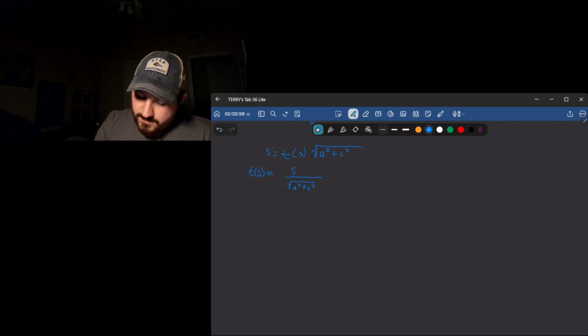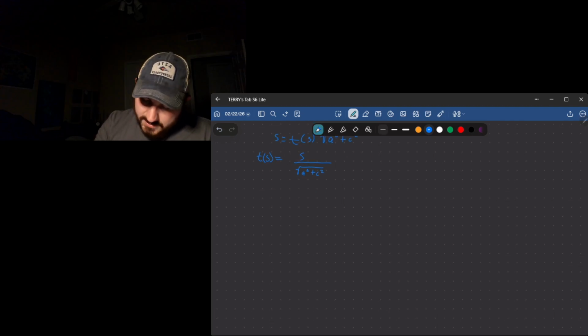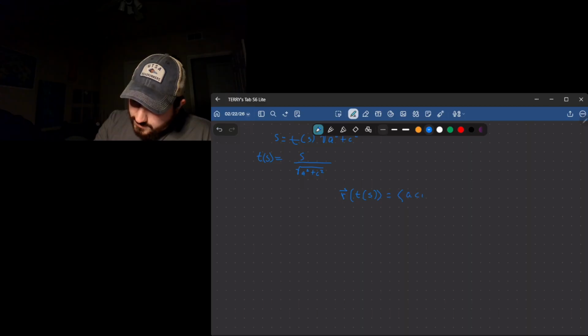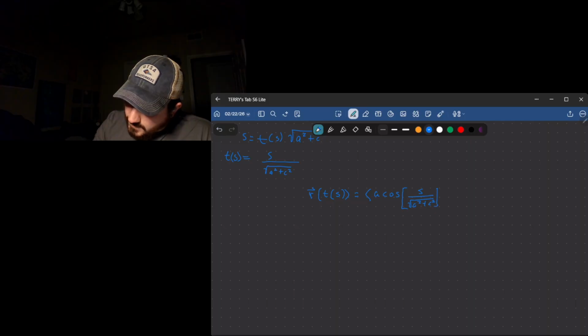Now we're not quite done yet. We've written time as a function of arc length, but now we need to plug this back into our original vector. So now we're going to have r of t of s, and literally everywhere we had a t in our original vector, we're going to plug in our s. So we're going to have a cosine, and there was a t here, so now we plug in s over root a squared plus c squared. And then we're going to have a sine of the same thing, s over root a squared plus c squared.